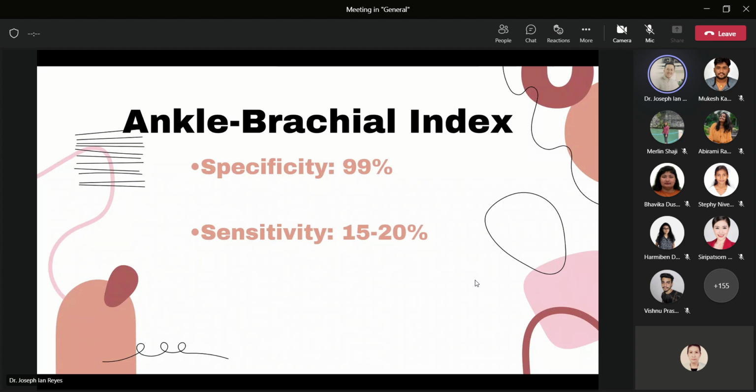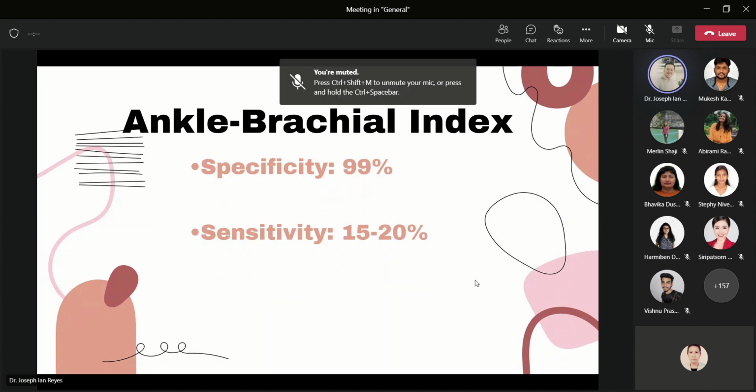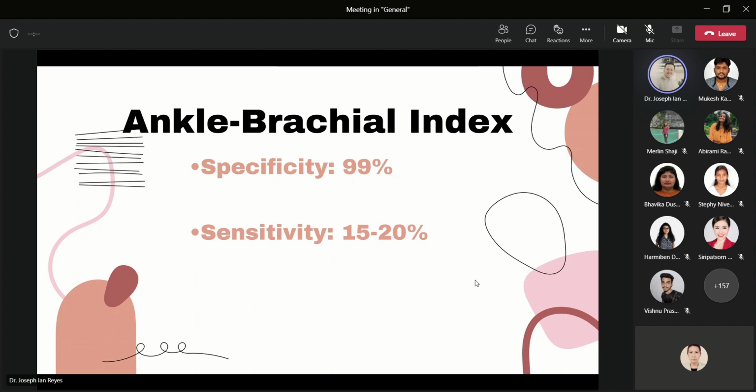So it's still reliable. Clinicians or office staff can easily measure systolic blood pressure in the arms using our BP apparatus or our sphygmomanometer. Then the pedal pulses using a Doppler ultrasound. So if your clinic is capable, you have a Doppler ultrasound, then you can do this. So these values can be entered into a calculator available in the websites. Then you can compute already for the value of your ABI.